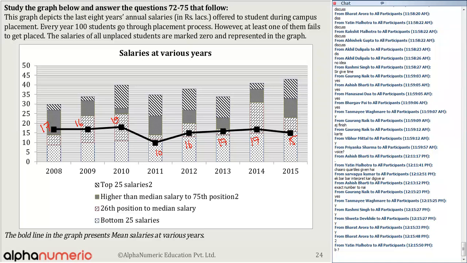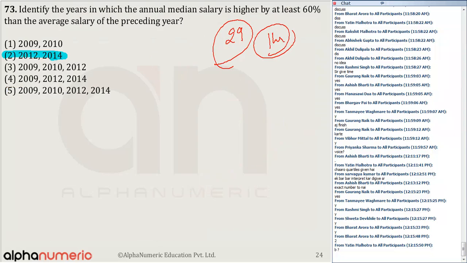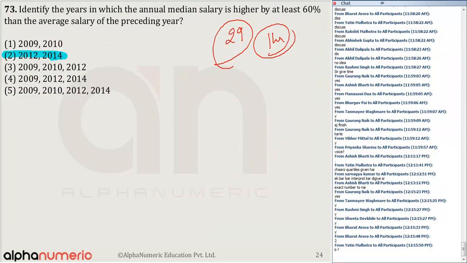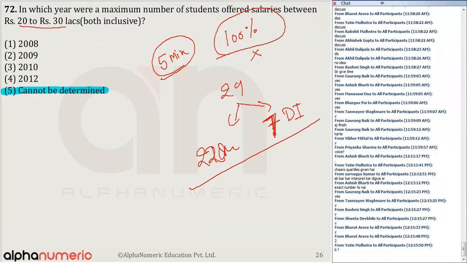Its answer is definitely option number B. One minute, which question number is it? The answer for question number 73 is given. Now look at one more thing here. Identify the years in which the annual median salary is higher by at least 60% than the average salary. The median salary and the mean salary.